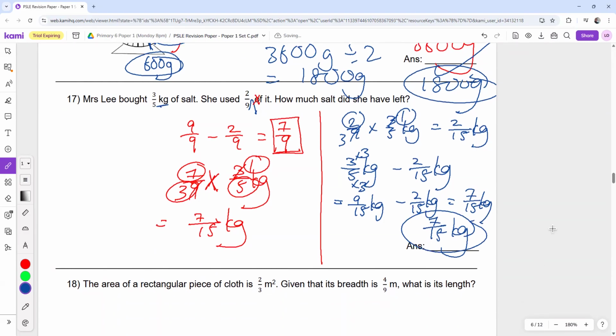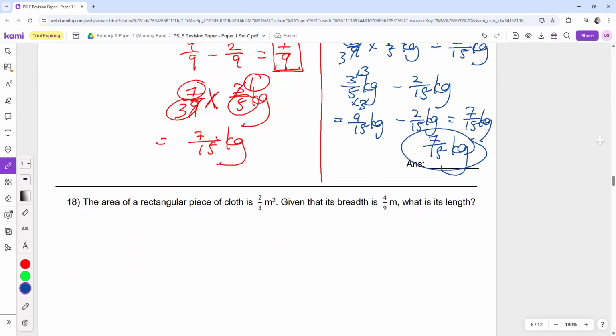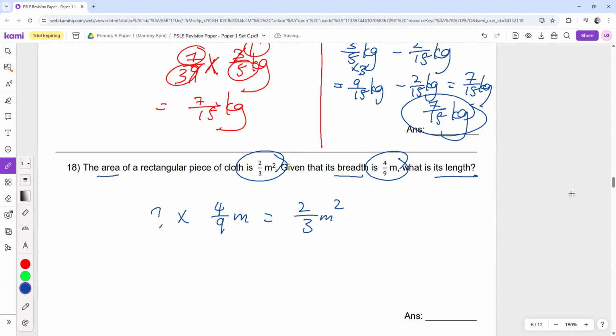Okay, let's move on to question number 18. Question 18. Area is 2/3 meter square. Breadth is 4 over 9 meter. What's the length? So what is area? Area means length times breadth. Length times breadth equals area. So you must know how to get the length using the formula. So how do you get the question mark? You work backwards. Okay? So 2/3 divide by 4 over 9.